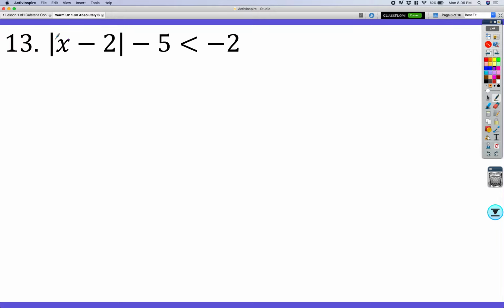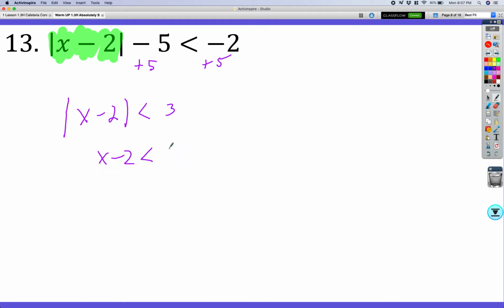So right here, guys, before we do the flip thing, what we need to do is get the absolute value part all by itself. So I need to get this by itself first, and I would do that by adding 5 on both sides. This would give me the absolute value of x minus 2 is less than 3. Okay? From there, I can create my two inequalities. I get x minus 2 is less than 3, and my other one is x minus 2 is greater than negative 3.